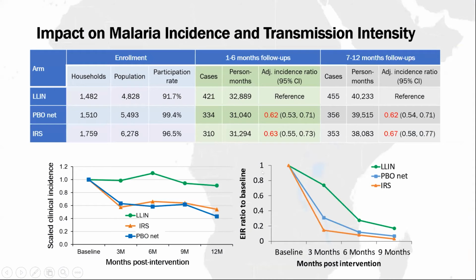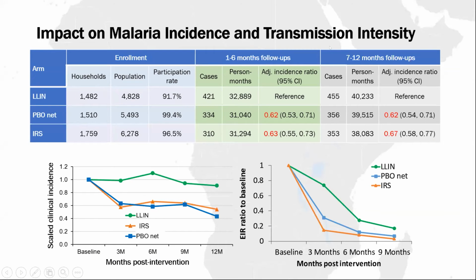The results in our phase 1 show that both the PBO and the IRS clusters performed very well in terms of malaria incidence reduction. In this figure, using a baseline of 1, it shows that the PBO nets and the IRS performed very well in the 1 to 6 months follow-up, and also 7 to 12 months follow-up, compared to the reference LLIN arm of intervention.